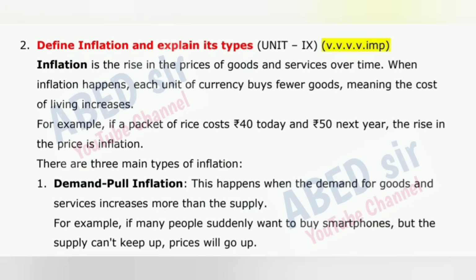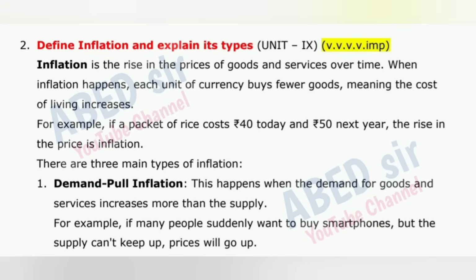Unit 9. Inflation is the rise in the prices of goods and services over time. When inflation happens, each unit of currency buys fewer goods, meaning the cost of living increases. For example, if a packet of rice costs 40 rupees today and 50 rupees next year, the rise in the price is inflation. There are 3 main types of inflation.